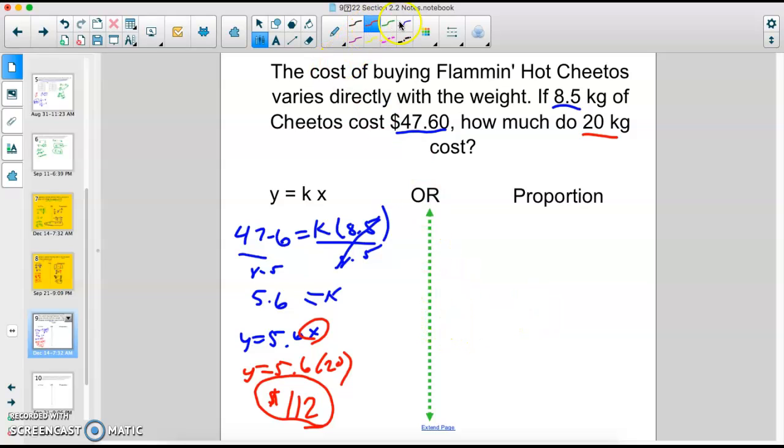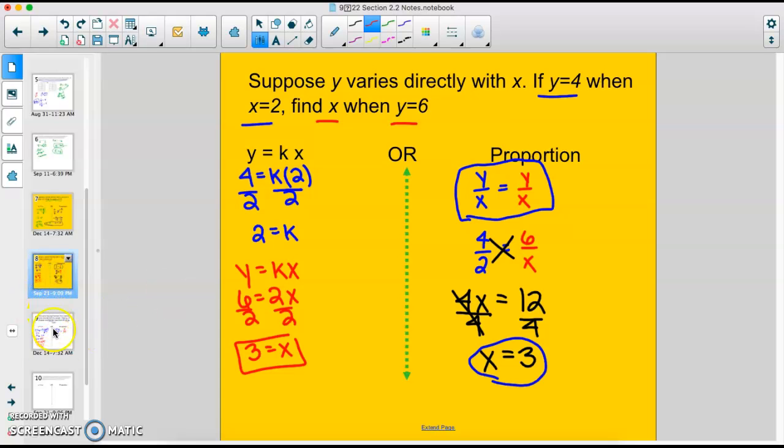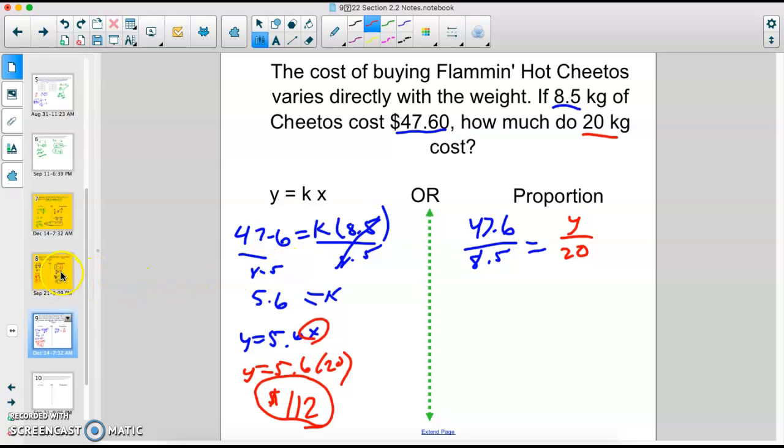enjoy that. Doing it with a proportion here, we have 47.60. Whoops, 47.60 divided by 8.5, y divided by x. Okay, and then over here we have 20. Nope, sorry. We have y over 20. A little bit different than the last problem, wasn't it? Okay. So we cross multiply. We get 8.5y equals 952. We divide by 8.5, and we get that y equals 112.